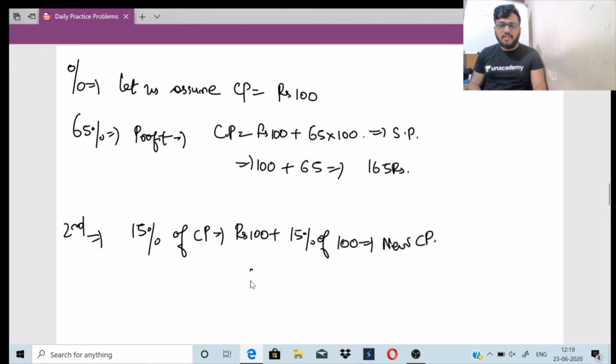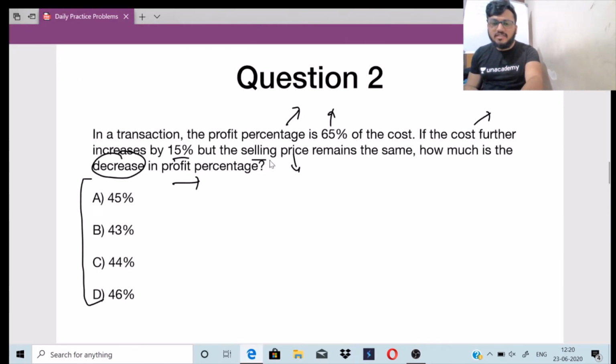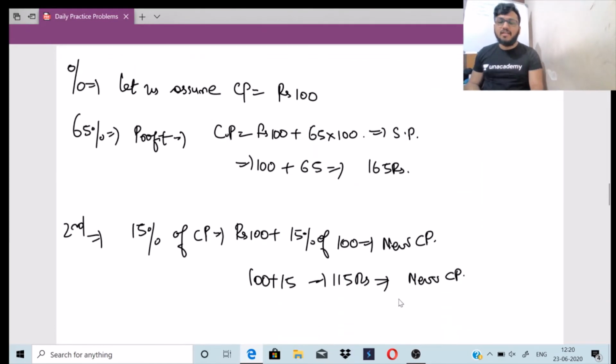New cost price, that is 100 plus 15, right? 15% of 100 is 15. So 115 rupees will be my new CP. But what they have mentioned in the question, go back, they have told the selling price remains the same, right? The selling price is the same. So the selling price will be again 165 rupees itself, right? The selling price remains the same.